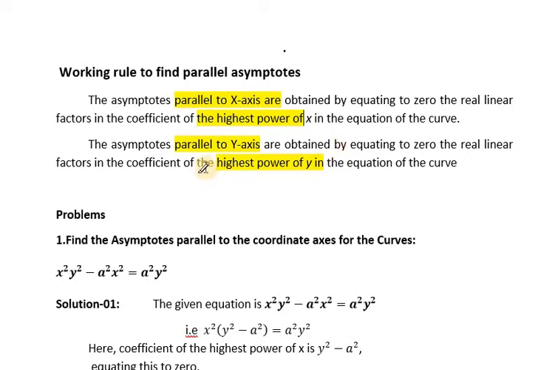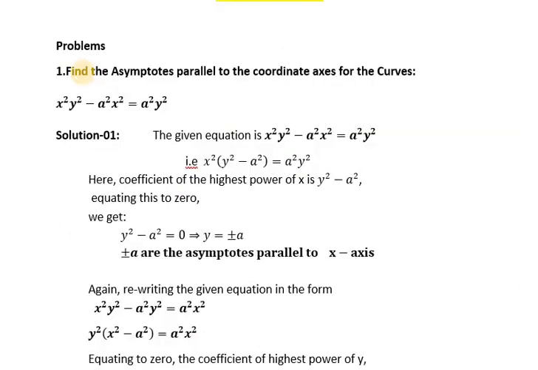Now let us work out a few problems based on these. First problem, find the asymptote parallel to the coordinate axis for the curve x square y square minus a square x square is equal to a square y square. The given equation we will take, that is x square y square minus a square x square is equal to a square y square.